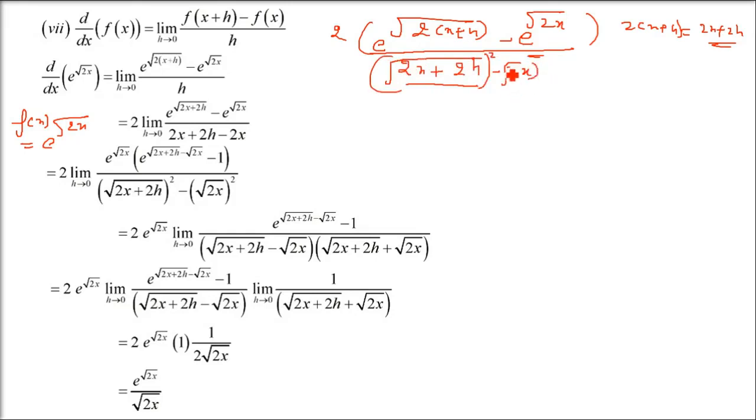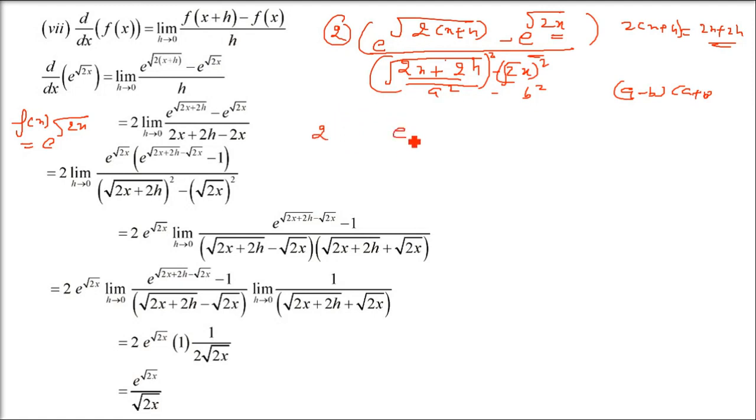So we will take under root and make it a square, and this 2x also make under root and square, so that it looks like what it is above. So a square minus b square is the formula. A is under root 2x plus 2h, b is under root 2x. So a square minus b square is what? A minus b, a plus b. So you can write this as 2x plus 2h minus 2x, divided by under root 2x plus 2h plus under root 2x. Please see here, I am writing a square minus b square.